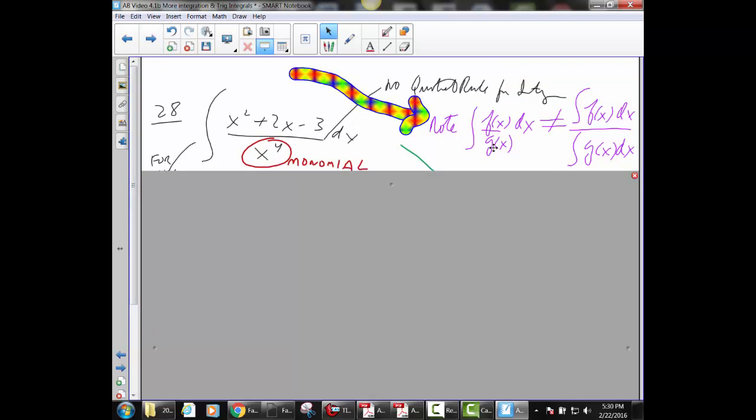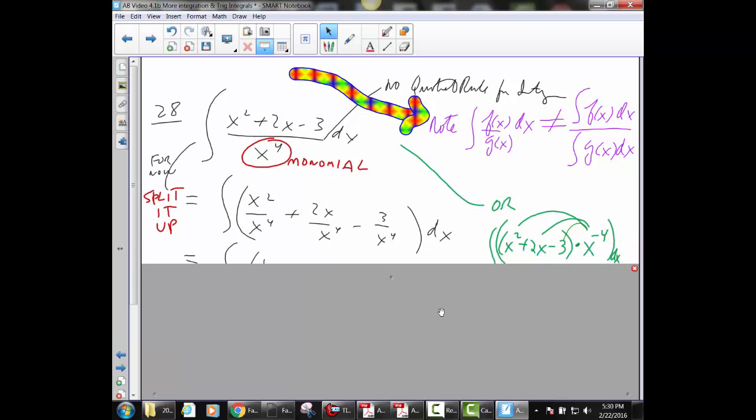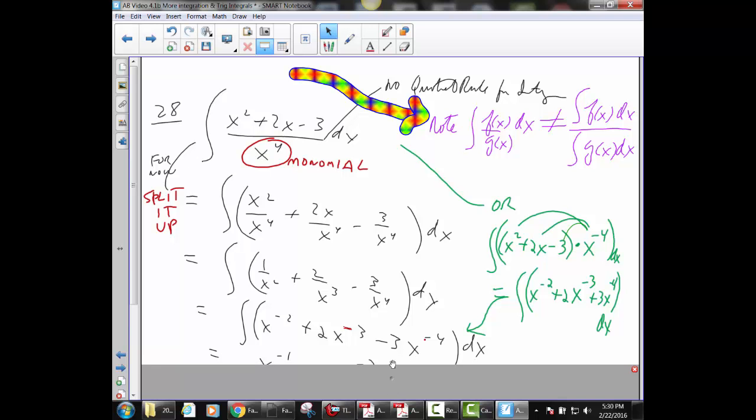Okay, again, there's no quotient rule. The integral of f of x divided by g of x is not the integral of f of x divided by the integral of g of x. So just like we did with differentiation, if you have a monomial denominator, split it up. x squared over x to the 4th plus 2x over x to the 4th minus 3 over x to the 4th. Simplify that. That's 1 over x squared, 2 over x cubed, 3 over x to the 4th.